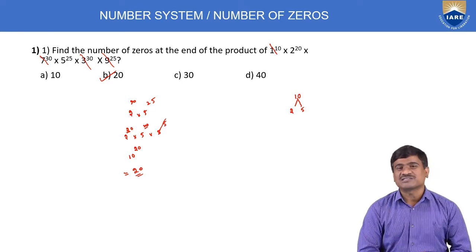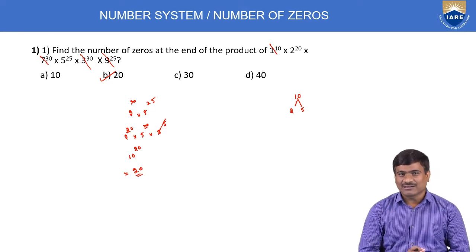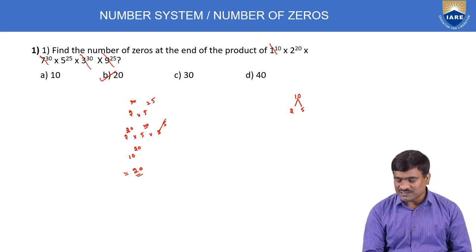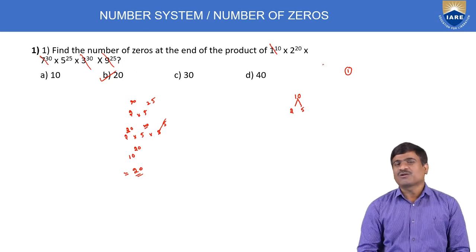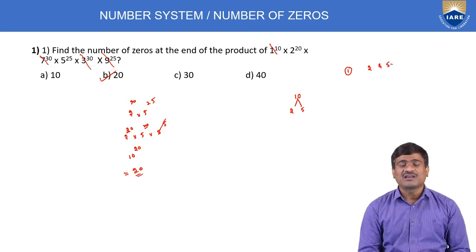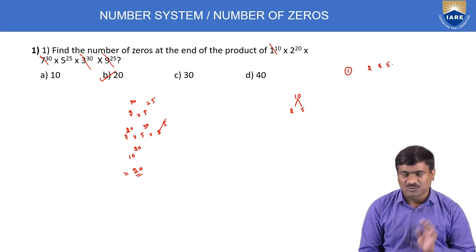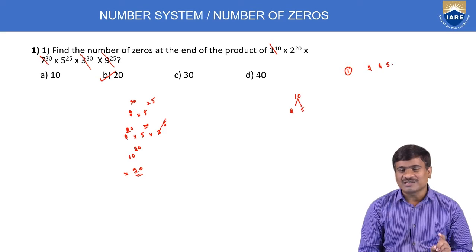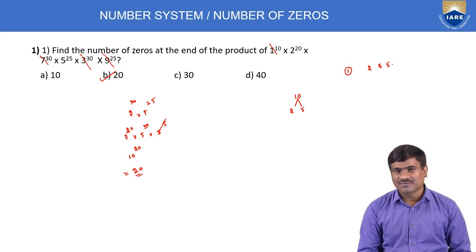This is about the concept of the topic. Once again, here is the procedure. Step number 1: convert the above problem into multiples of 2 and multiples of 5. Other numbers are negligible: 1, 3, 7, 9 are negligible.